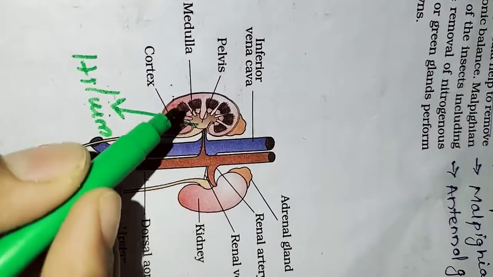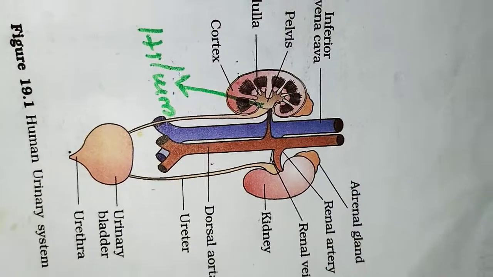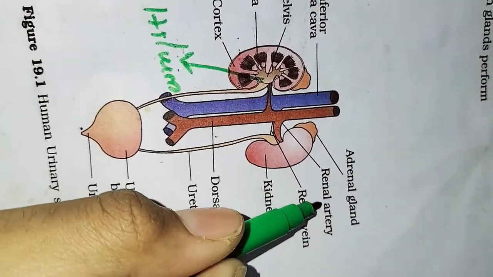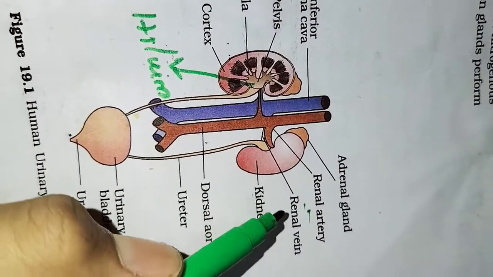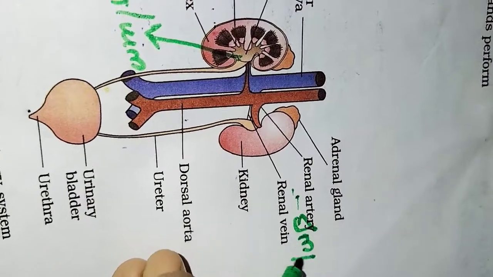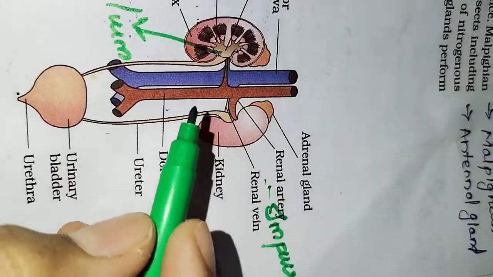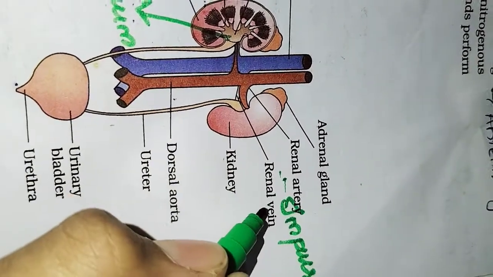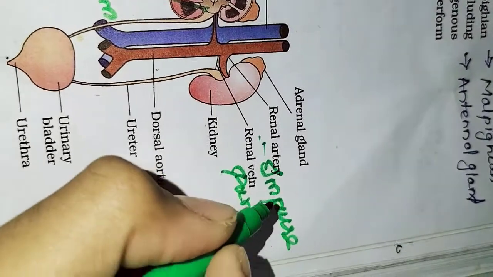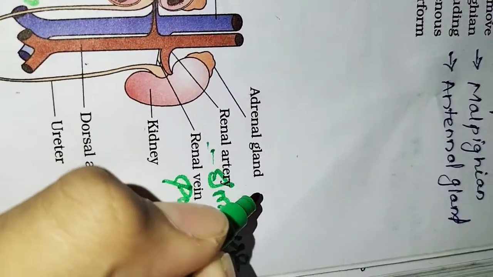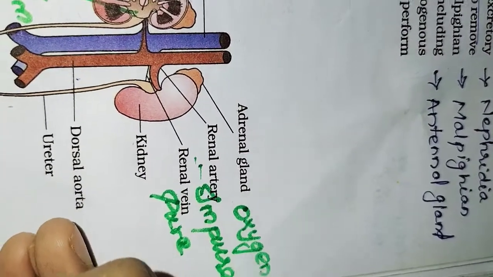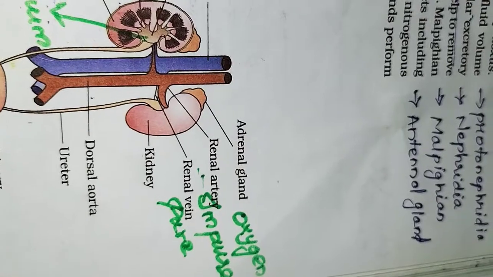Then next are the rest of the kidney parts, you will know. The renal artery takes the blood to the organ, and it contains impure blood. Okay, impure, keep that in mind. The renal vein takes the pure blood, where the impure blood is oxygenated. Correct? Oxygenated. Okay, next we will go.